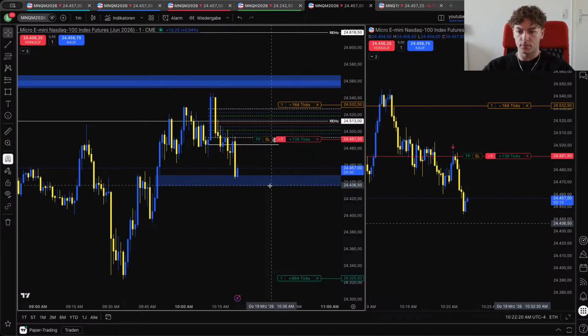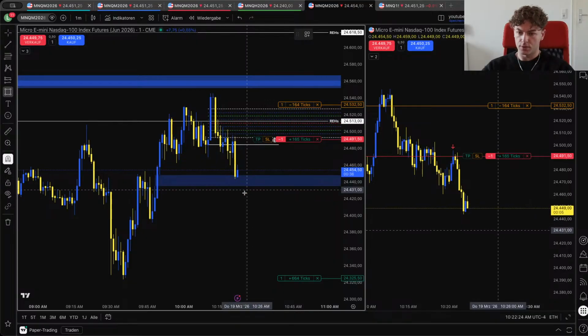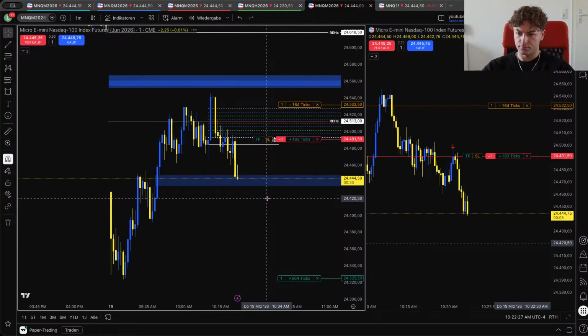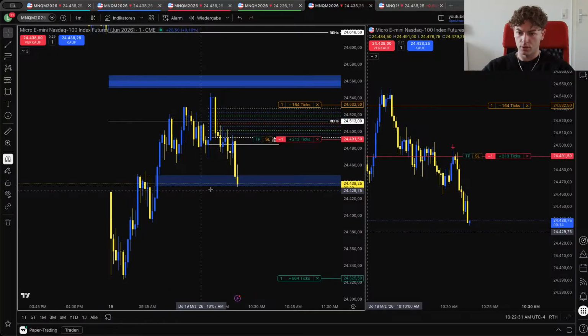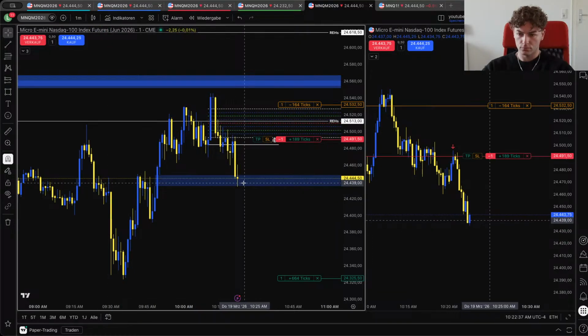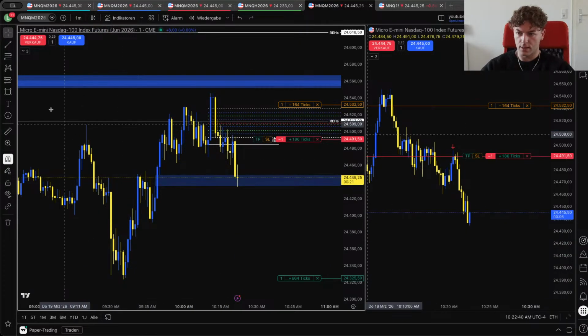And leave the opening range gap high, which is this one. Okay, that's the open. You want to see price close below that level. So that's the 9:30 opening.